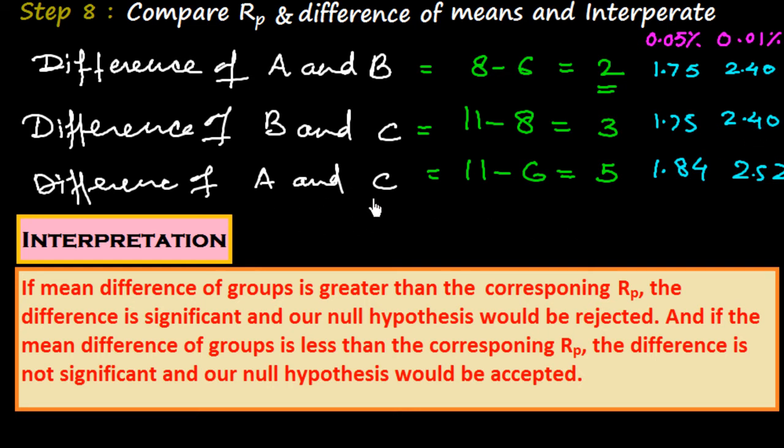And here you see A and C. The mean difference is 5, which is greater than 1.84, the value of RP at 5%, and 2.52, the value of RP at 1%. So it is greater than both, and our hypothesis is rejected because the difference is significant. So only at 1% for A and B is there no significant difference. The hypothesis is accepted only at 1% for A and B, and for all the other parameters it has been rejected.